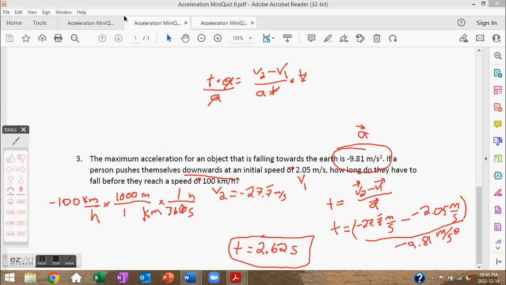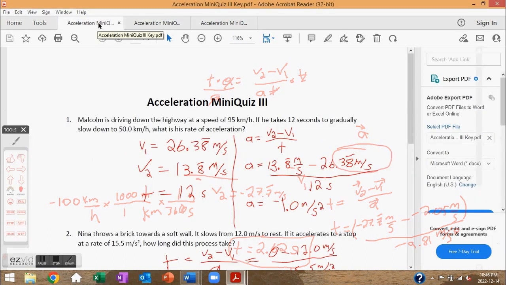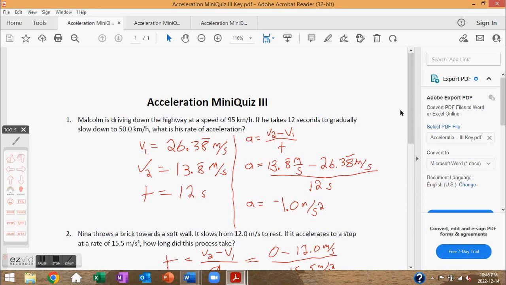All right, there's our answer. Lovely. And then this takes us on to mini quiz 3, where I've done the work for you already.